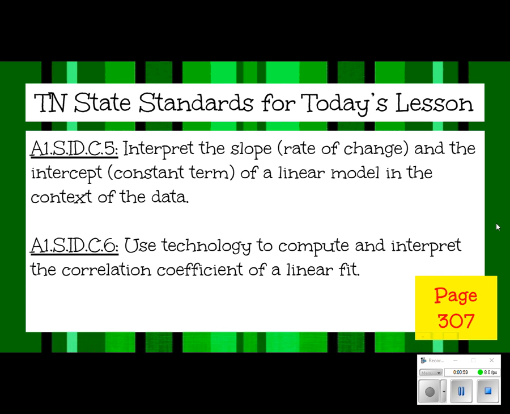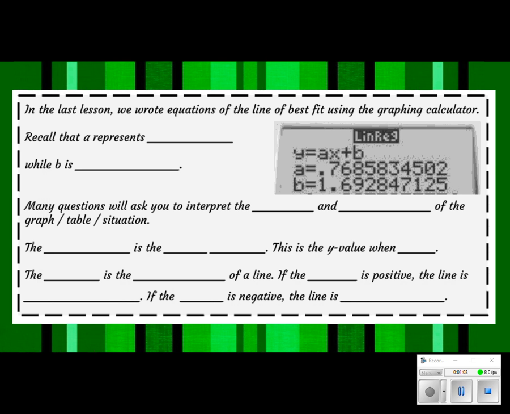We're going to be on page 307 of the notes. And on page 307, you should see this. And we have our linear regression. This is the top part of the screen of a calculator. And this would be what we are using to write our equation, y equals ax plus b, not m. Remember, m is replaced with a. So in the last lesson, we wrote equations of the line of best fit using the graphing calculator. Recall that a represents slope, while b is y-intercept.